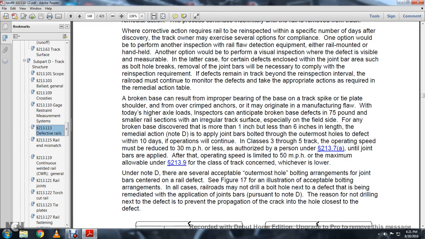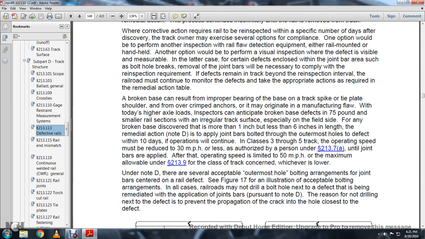A broken base results from the improper bearing of the base of the rail on the spike and the tie plate shoulders, from overly tight anchors, and may originate with a manufacturing flaw. With today's higher axle loads, the inspector can anticipate the broken base defect in 75-pound and smaller rail sections, with an irregular track surface, especially on the field side.